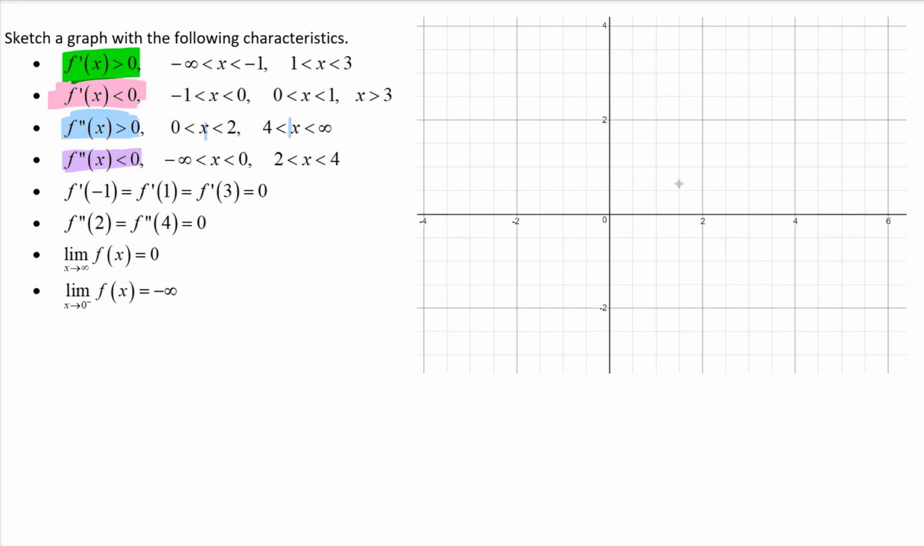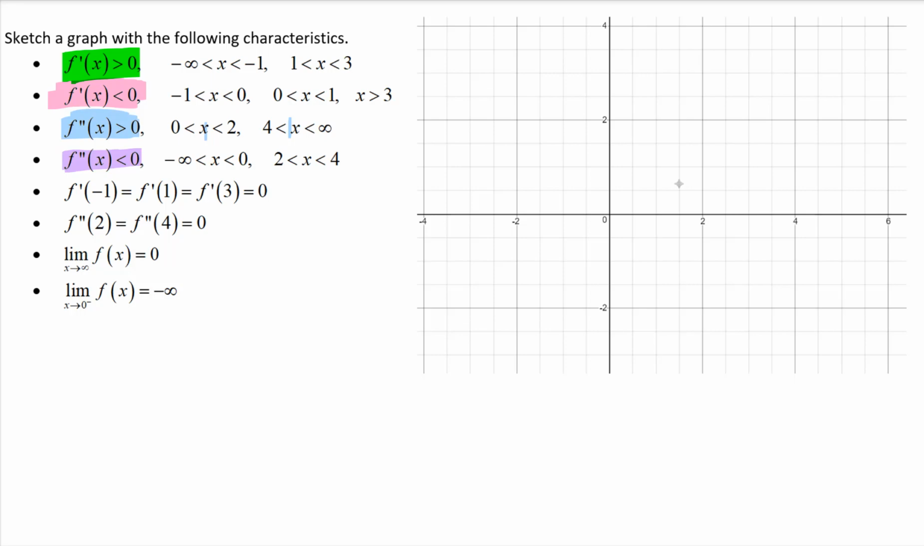Now we keep cruising through, and we see f prime of -1 equals f prime of 1, which equals f prime of 3, which equals 0. That's saying at -1, at 1, and at 3, the slope of the tangent line equals 0. So those are real suspects for local mins and maxes. Where the derivative equals 0, those are candidates right there. At least the slope of the tangent line is 0. Possible. Doesn't have to be, but it could be.